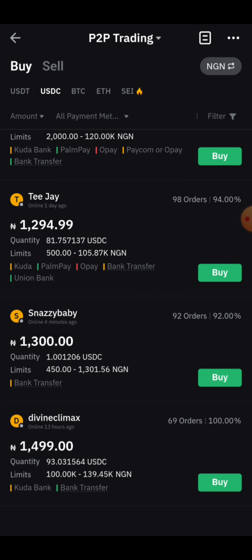If you come to this buy section, the merchants here are very few, right? So this is an update. You can jump in right now and start using it to make money for yourself while it lasts, right?